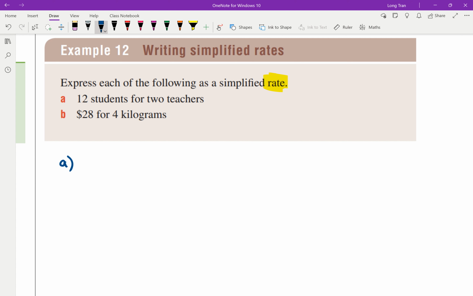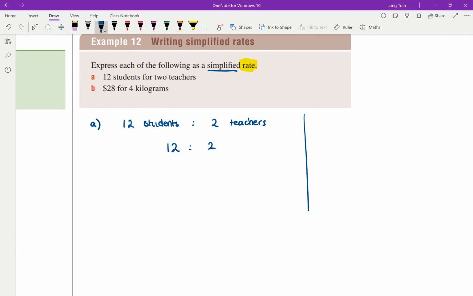A, you can see it says 12 students for 2 teachers. Okay, so 12 students for 2 teachers. Now, in terms of ratios, what we're kind of used to is it looks like a 12 to 2 ratio. So for every 12 students, there are going to be 2 teachers. When they say simplified rate, normally when we see rates, we write it like this. We say 12 students per 2 teachers. Yeah, we do it like a forward slash.